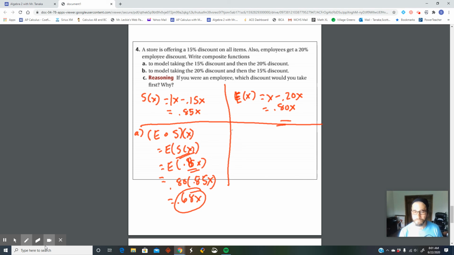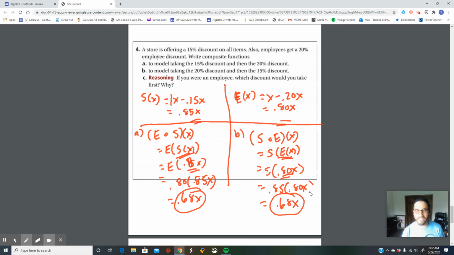All right, let's go ahead and do B here. This means I want the employee discount first. If I want the employee discount first, it has to come second in the equation, because if it comes second, that means it's going to be in my innermost parentheses, and please excuse my dear Aunt Sally, it means I have to do that first. So E of X is 0.80x. Then I plug that into the S, into that X, and I get 0.85 times 0.80x. Oh my gosh, that seems like the same exact numbers as the one we just did. Oh snap, I pay 68% there.